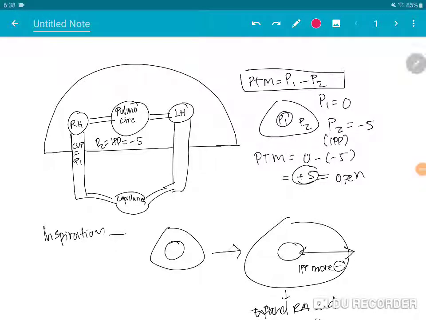First, we need to know the formula here. The PTM equals P1 minus P2. Okay, so what is P1 and what is P2? Usually P1 is the inside pressure and P2 is the outside pressure here, right?